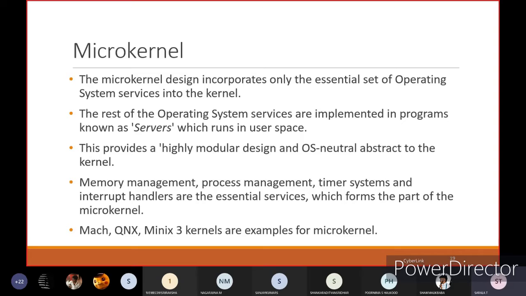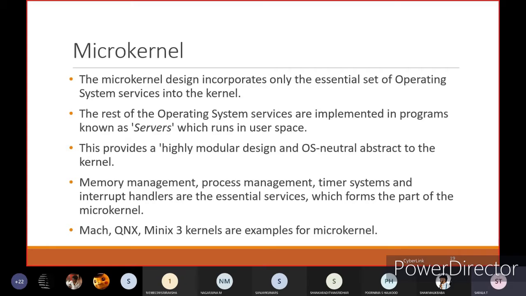This provides a highly modular design and OS-neutral abstraction to the kernel. Some parts of the design are in the server part and some parts are in the kernel part, and you have to interconnect them. That's why an OS-neutral abstraction is designed for this type of microkernel.